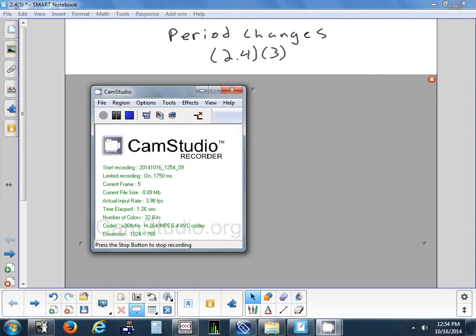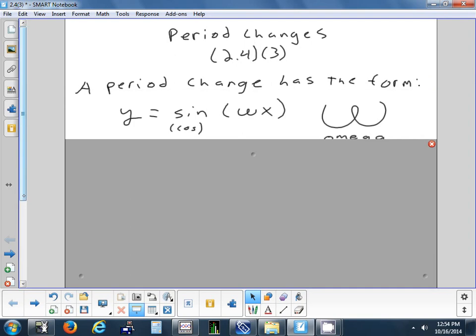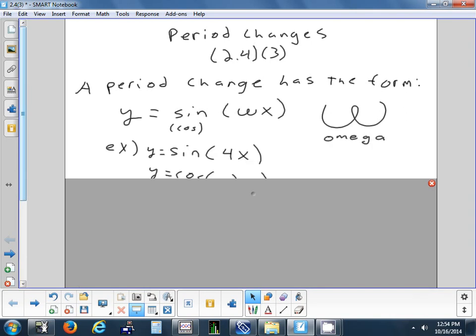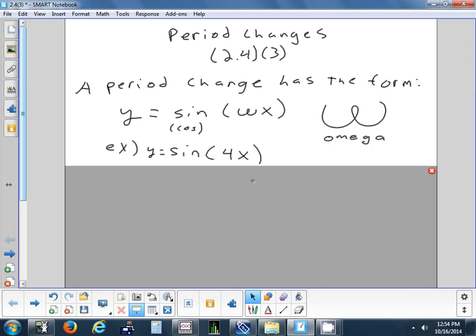Okay, so the last part is section 2.4, part 3 on period change. First thing is what a period change looks like when you write it as an equation. The form that a period change has is y equals sine or cosine, and then in parentheses, this Greek letter called omega is in front of x. All that it stands for is a number. So when you have a number in front of x, that's a period change.